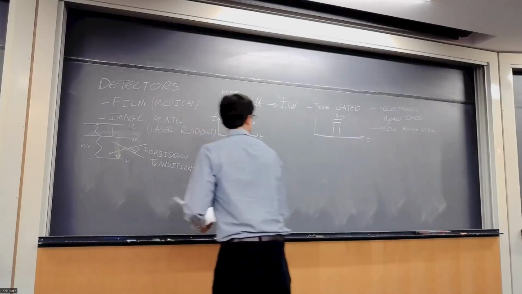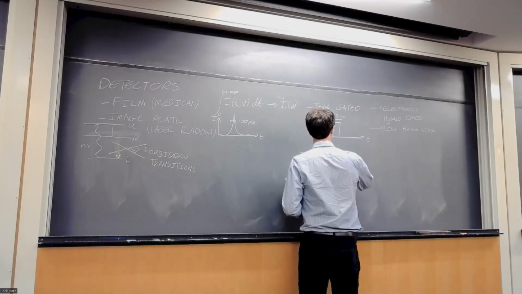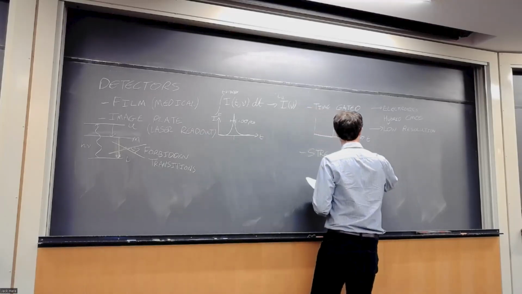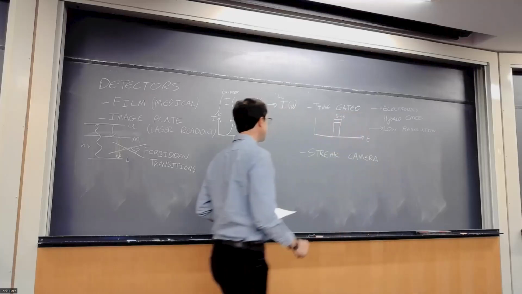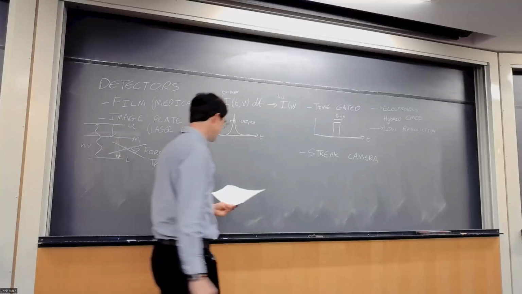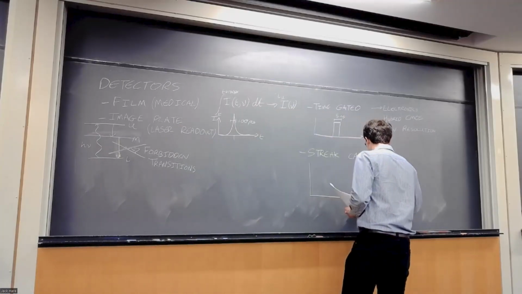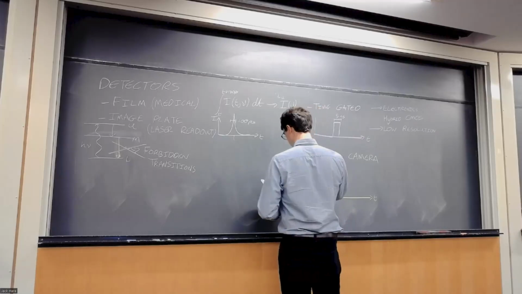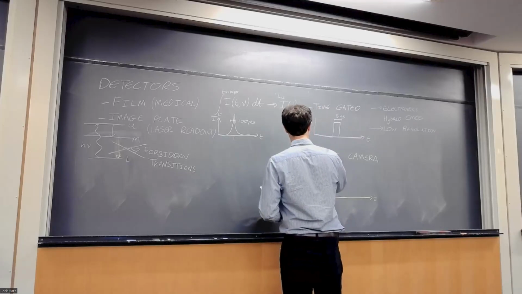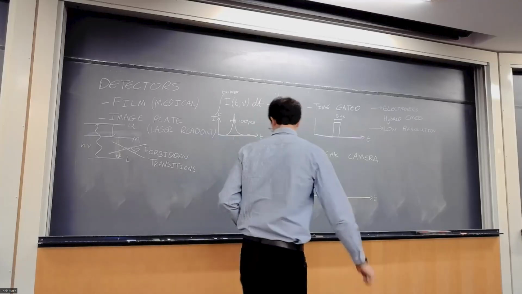Finally, there's something called a streak camera. A streak camera is a slightly odd device, and when you first see a streak camera image, it's very hard to understand what's going on. What you get out of your streak camera is actually something that has not intensity, but position on one axis and time on the other axis.